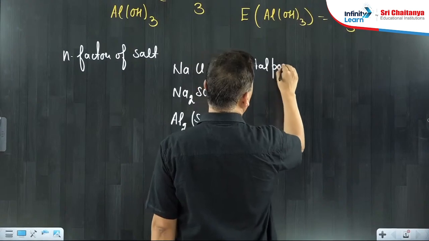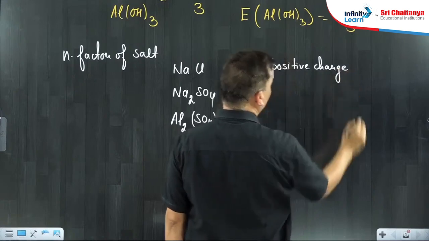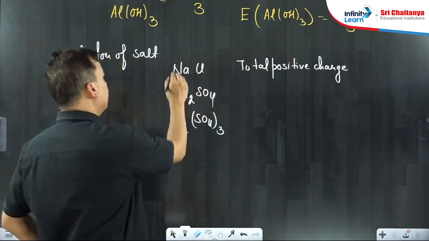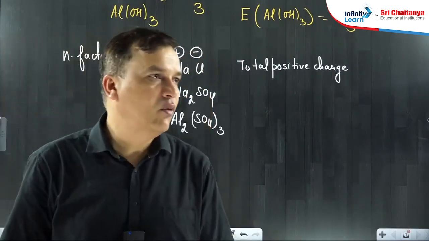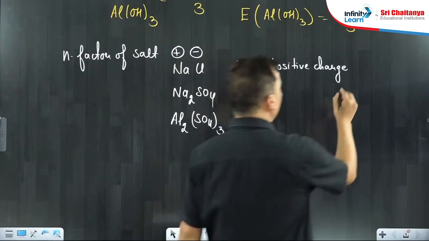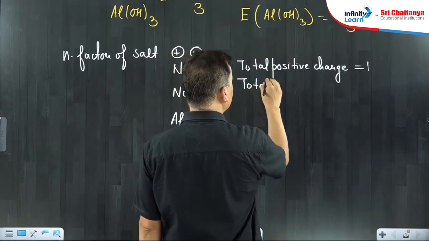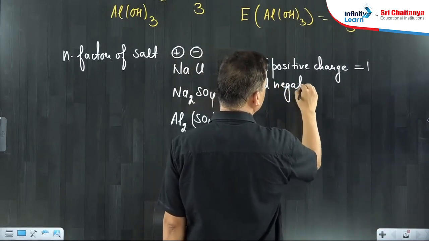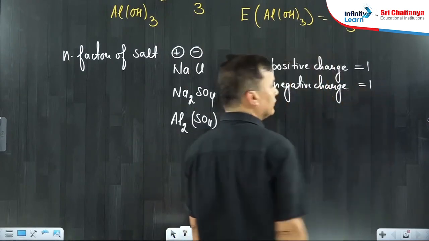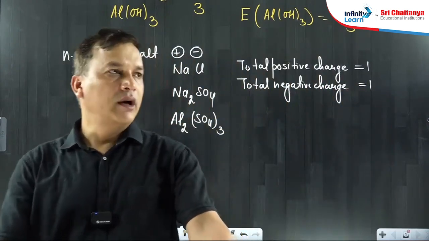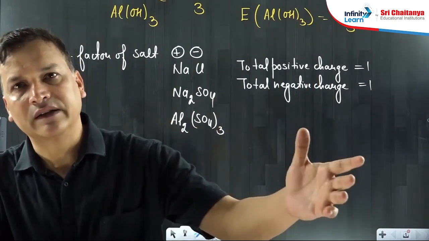Please tell me, what is the total positive charge on NaCl? No one is responding. Dear student, here Na is positive and Cl is negative. So the total positive charge is 1 positive. And what about the total negative charge? Please tell me. That is also 1. Definitely, salt is neutral, so the total positive charge and total negative charge will be equal.